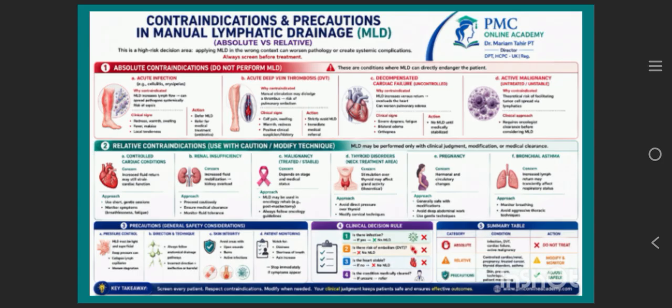Next is bronchial asthma. The concern is increased lymph return may transiently affect respiratory status. So the approach is, firstly, monitor breathing. Secondly, avoid aggressive thoracic techniques.